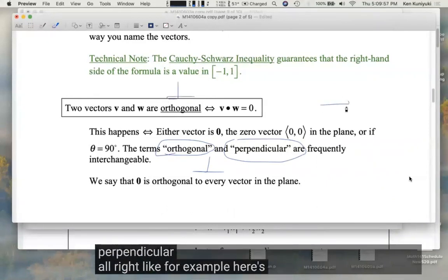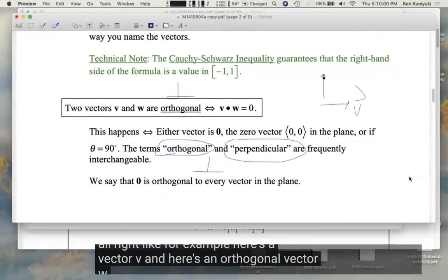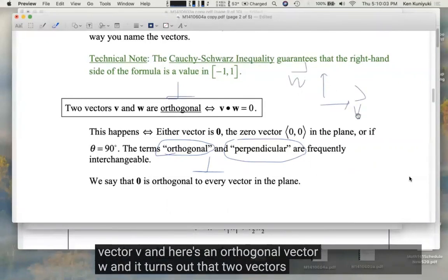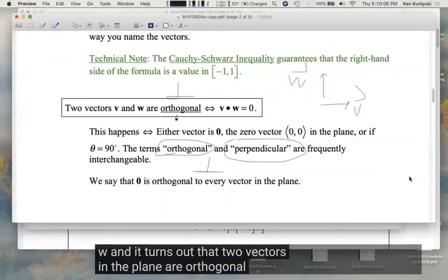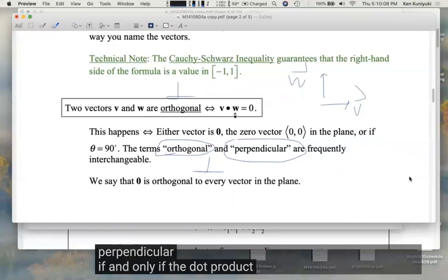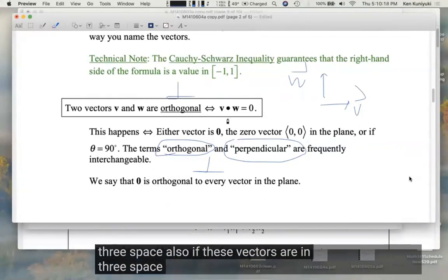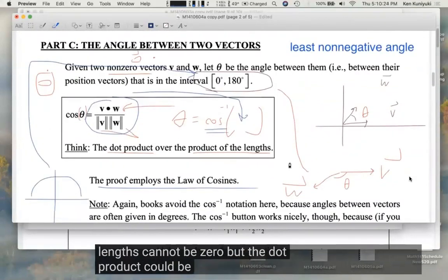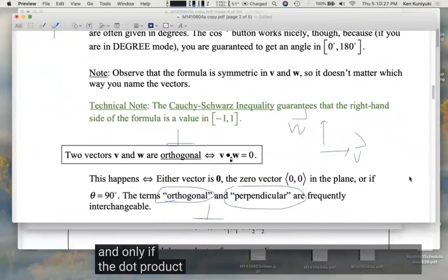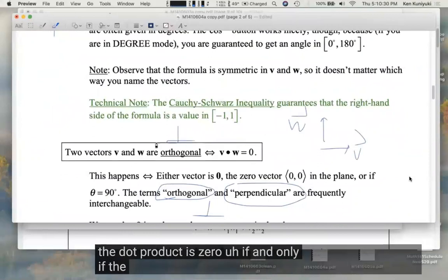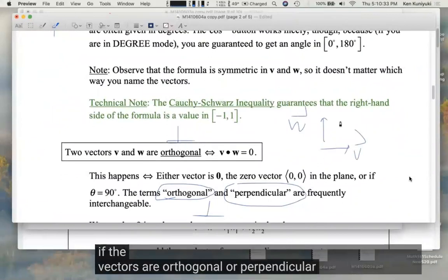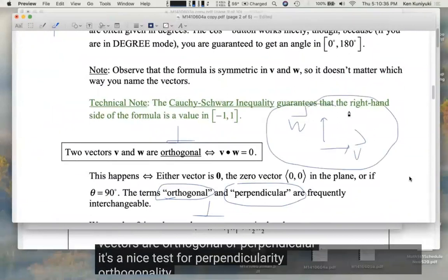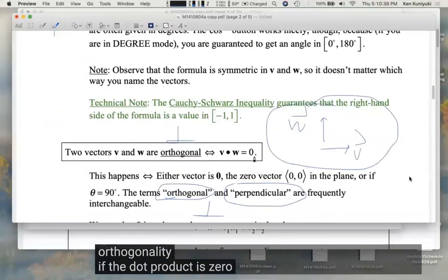Like for example, here's a vector V, and here's an orthogonal vector W. And it turns out that two vectors in the plane are orthogonal or perpendicular if and only if the dot product in either order is the scalar zero. By the way, this works for three space also, if these vectors are in three space. So remember, for non-zero vectors, these lengths cannot be zero, but the dot product could be zero. That happens if and only if the vectors are orthogonal or perpendicular. It's a nice test for perpendicularity or orthogonality, if the dot product is zero.